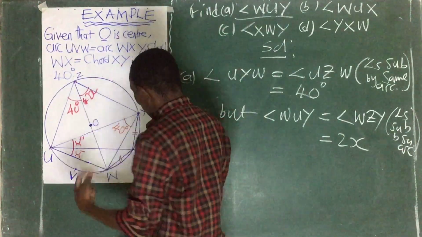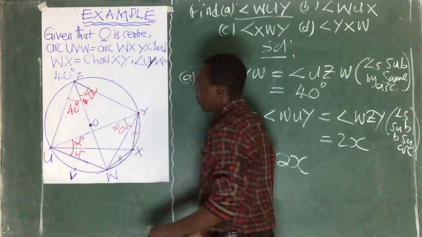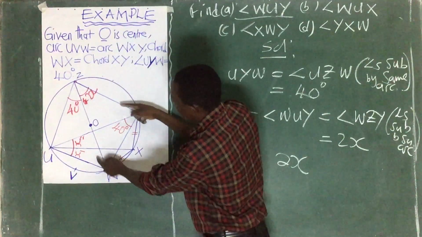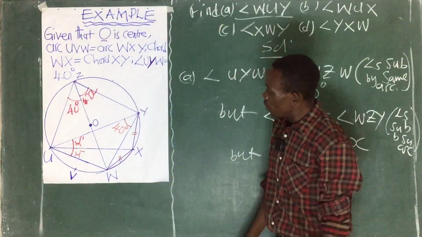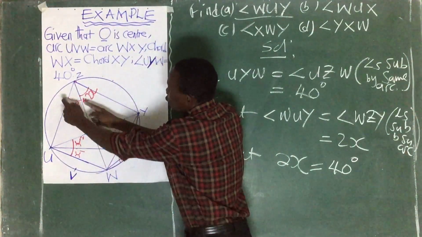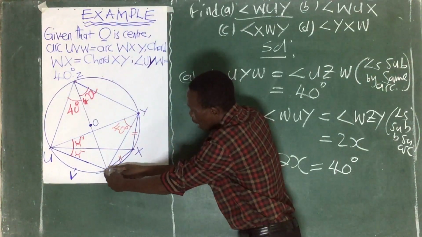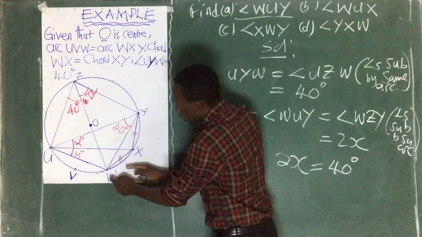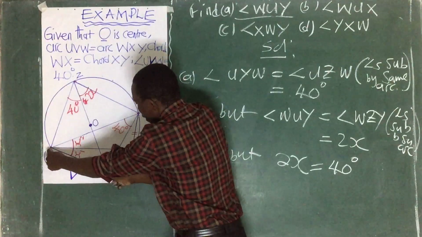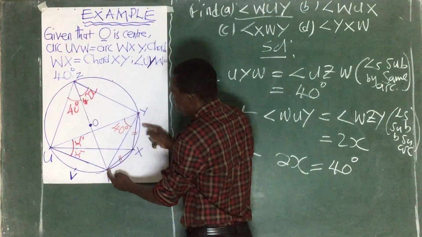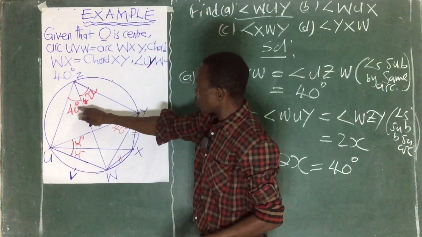Right. So you also say, but again, this angle, the 2x, is equal to 40 degrees. This 2x is equal to 40 degrees. Why are we saying so? We are given that arc WXY is obtaining this 2x here, and arc UVW is obtaining this angle here. So these arcs are equal. This is 2x, this is 40. But we're told that this one is equal to that. So if this one is 40 from the previous steps, then we should expect that this one should be this one here. Right.